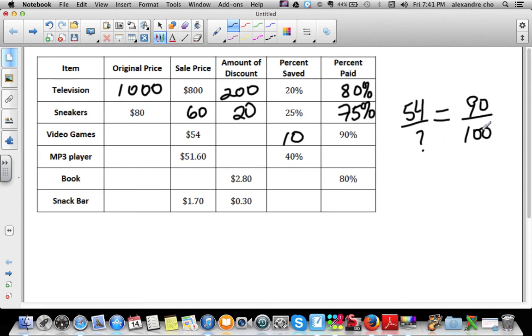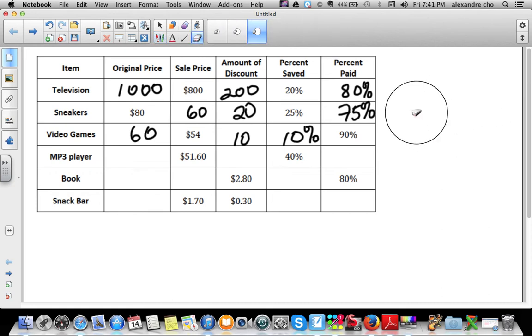Okay, so what you can do is simplify it. Instead of saying 90 over 100, you're going to make this 9 over 10. Okay, and then you can see that there's a relationship, which is times 6. And this would be times 6, giving you the price of 60 bucks. So the video game was 60 bucks. Okay, and amount discount was $10. Percent save was not 10, it was 10%. Okay.